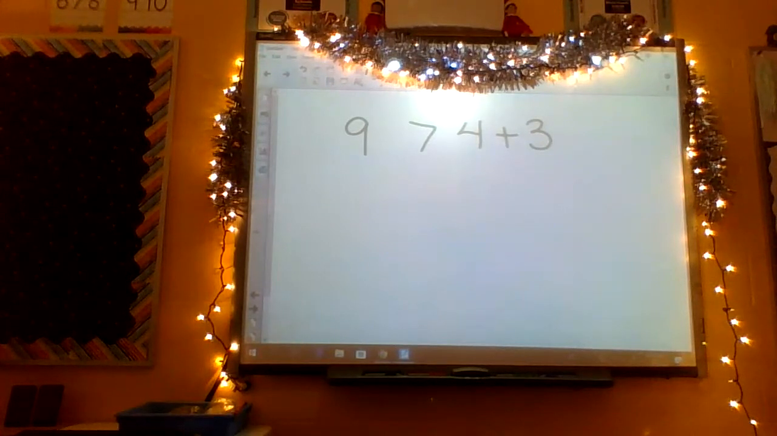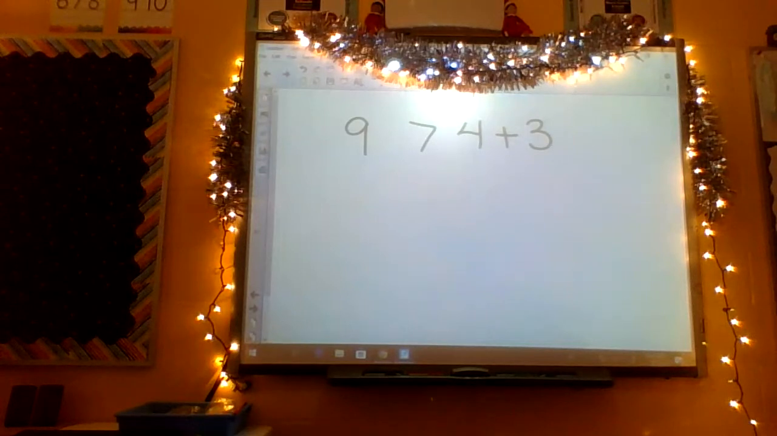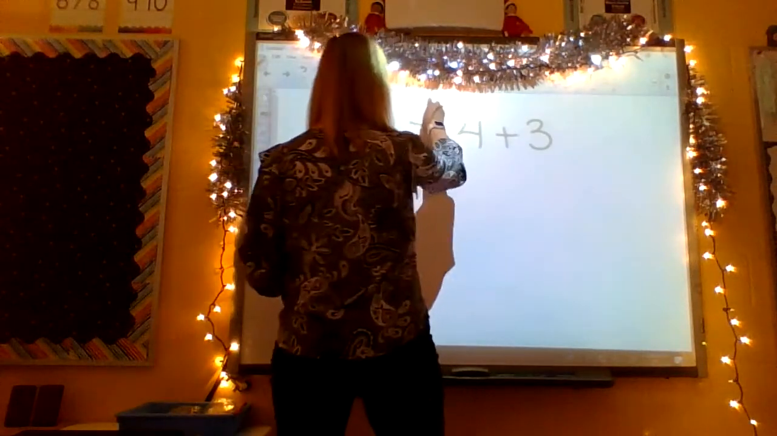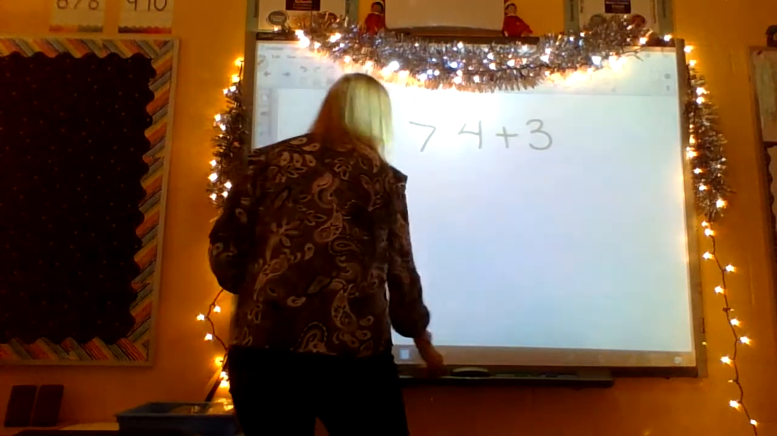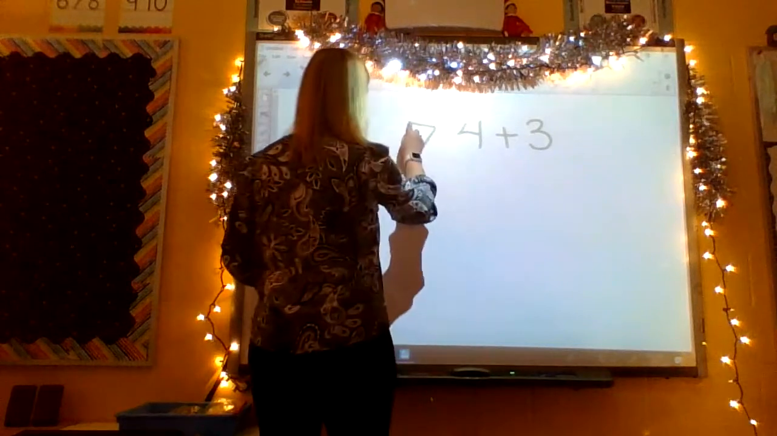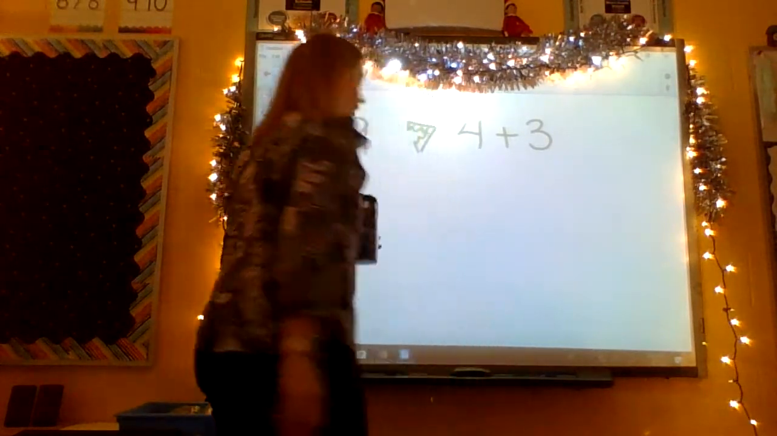How do you write that? Like how I have it up on the board. No, 9 is greater than 4 plus 3. That's not a 7. A 7 would be way more upright. A 7 would look like this. So 9 is greater than 4 plus 3.